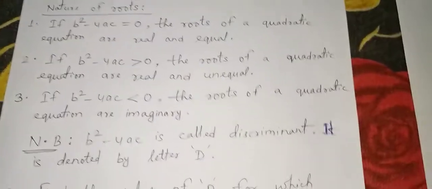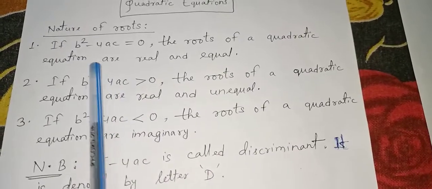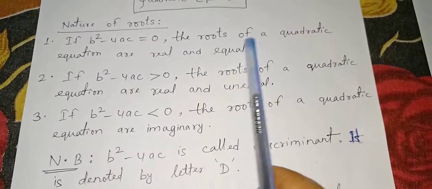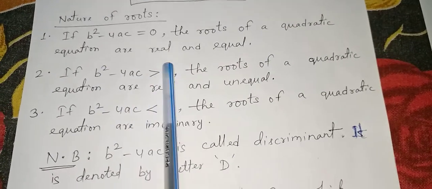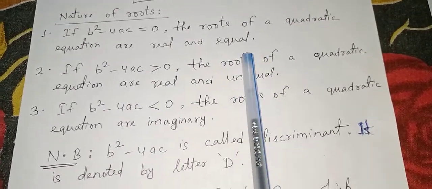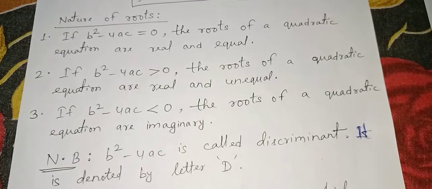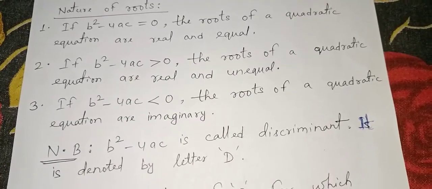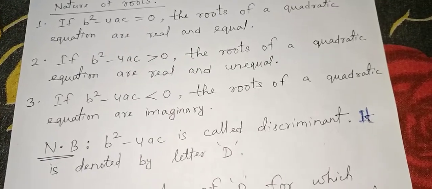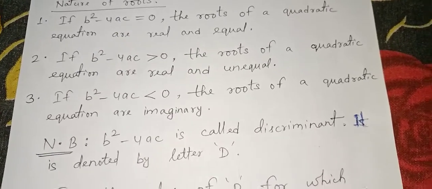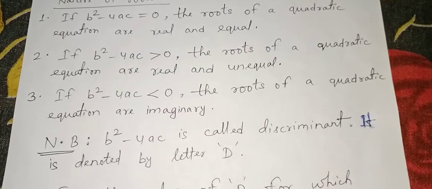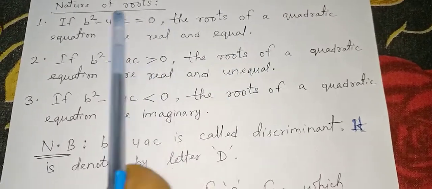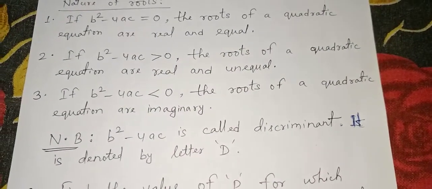That means same thing is said here. When b square minus 4ac is 0, then the roots, that means both the values of quadratic equation will be real and equal. Real means actually all the numbers, let it be positive numbers, negative numbers, decimal number, fraction number, all the numbers are called real numbers. So no doubt about real number, but equal means both the value of x will be equal.